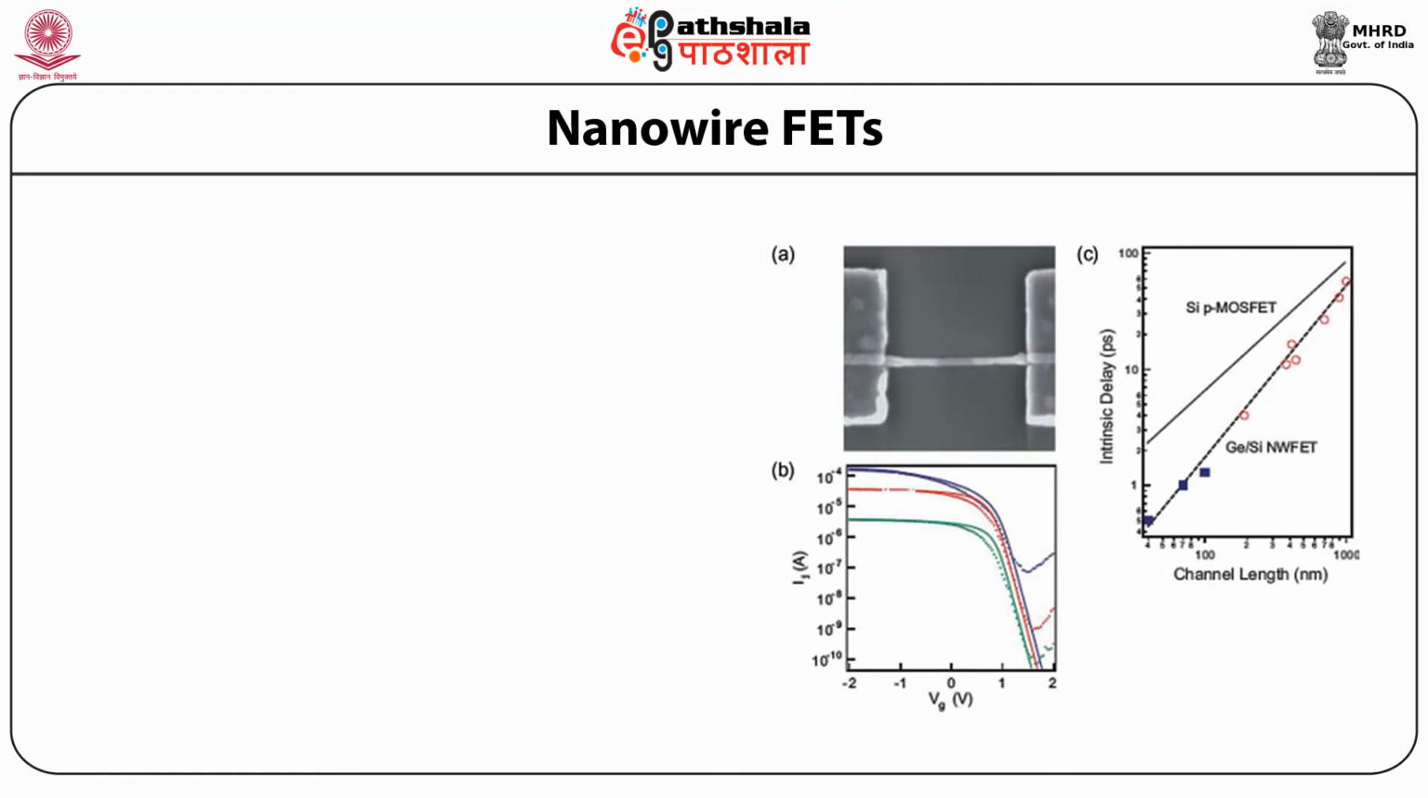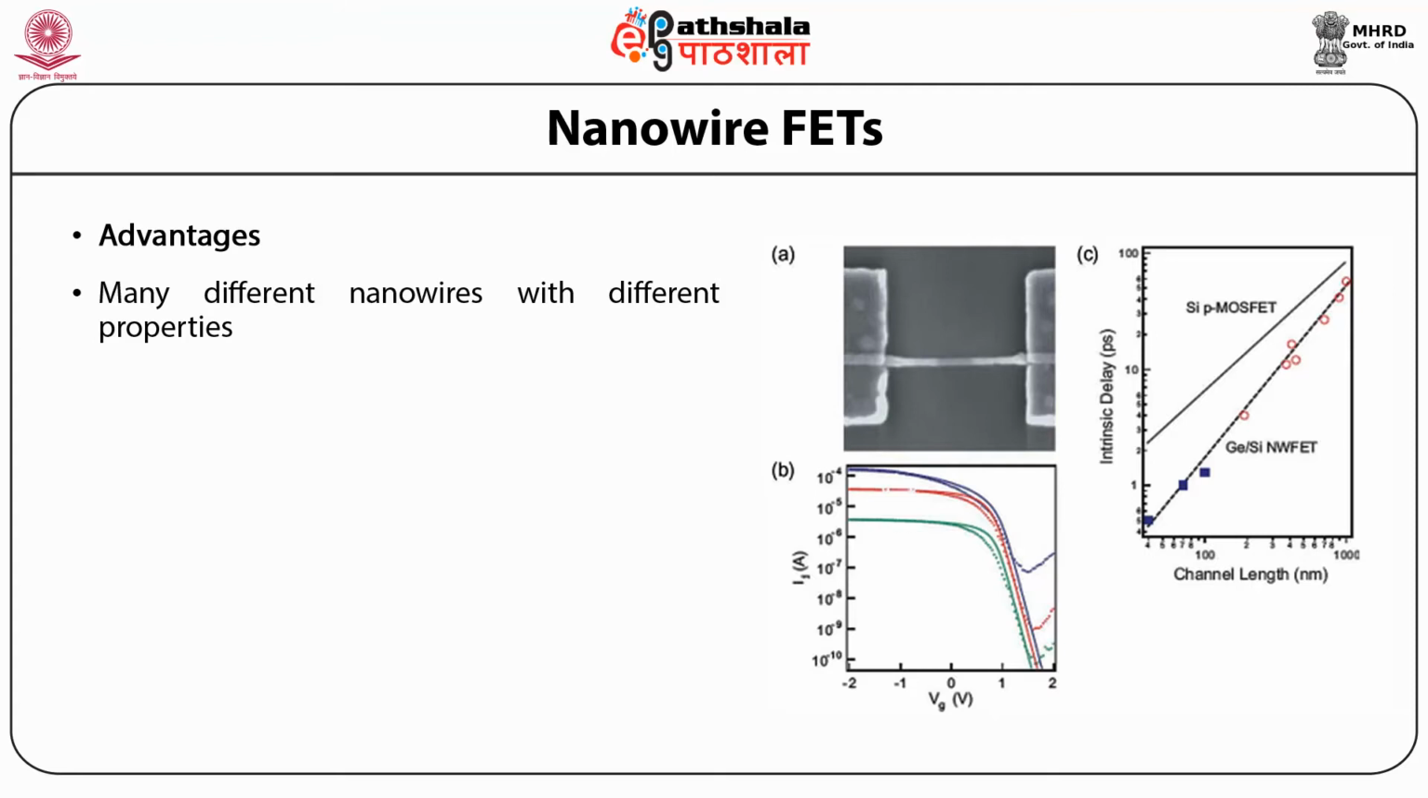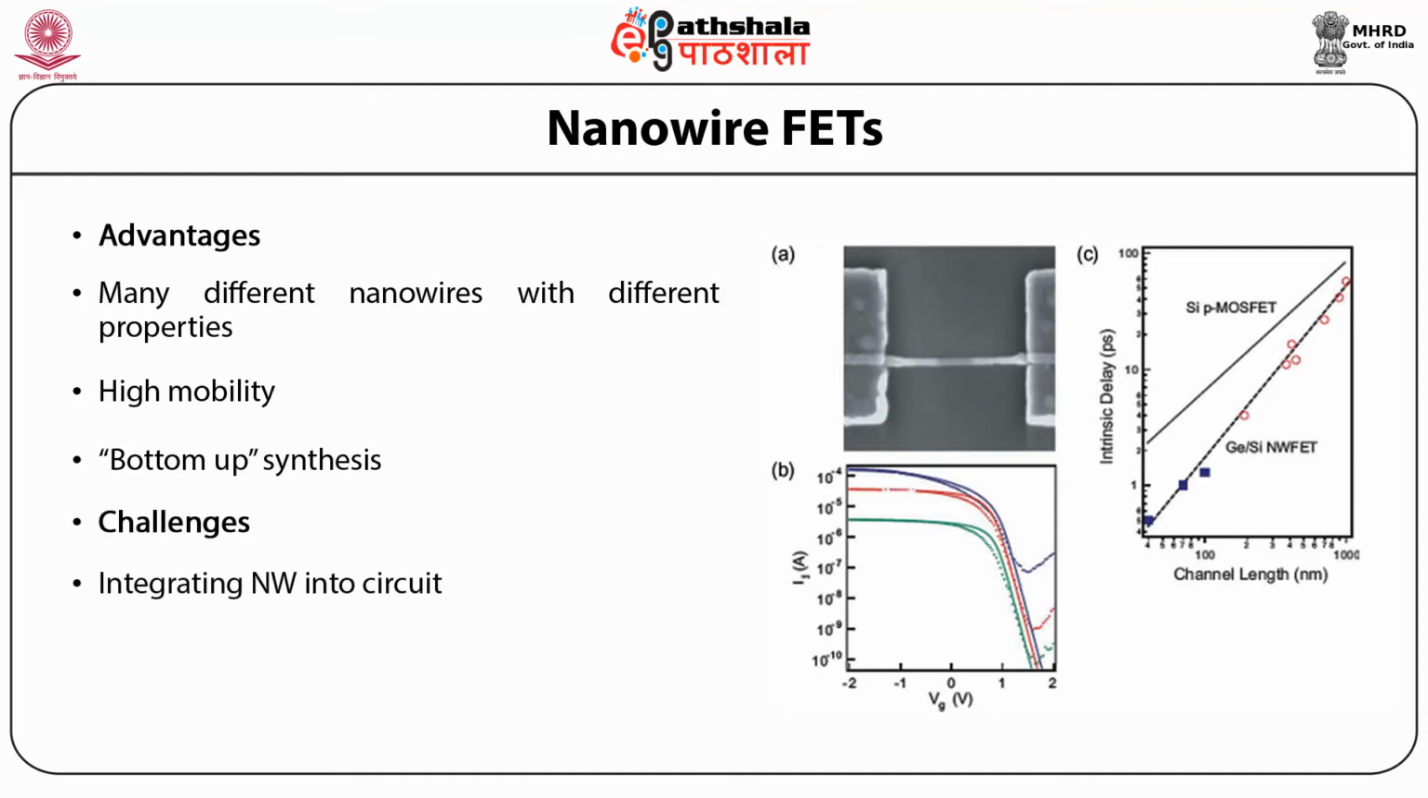Nanowire FETs. So this is the SEM image of the nanowire FET, and these two are the graphs for the intrinsic delay versus the channel length, and the graph below for the current versus voltage. It has many advantages: many different nanowires with different properties can be prepared, they have high mobility, and bottom up synthesis method is used. Now there are various challenges also: integrating nanowires into a circuit, and the control of the growth and the dopants.